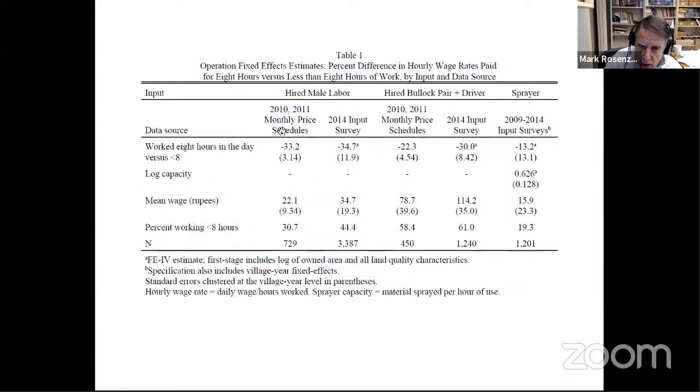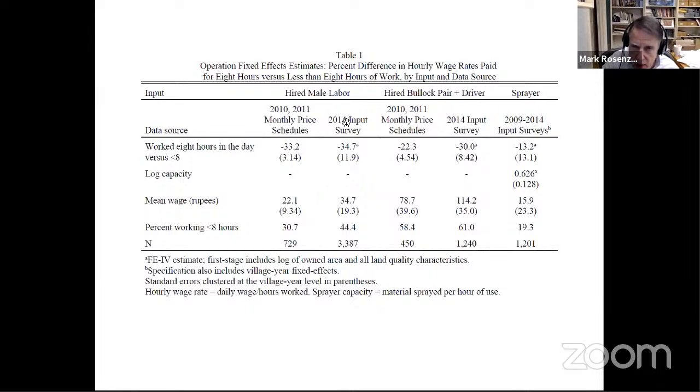And when we run simple regressions of the log of wages with fixed effects for operations, to take into account that, of course, wages are going to differ across operations, so this is all within-operation estimates, we look at the hourly wage that's paid for workers that work 8 hours or more, mostly 8 hours, versus workers that work less than 8 hours. And what we can see is that the computed hourly wage for full-time workers, 8-hour workers, versus part-time workers on the day is a 33% discount. So the hourly wages are a third less for the full-time workers than they are for the part-time workers.